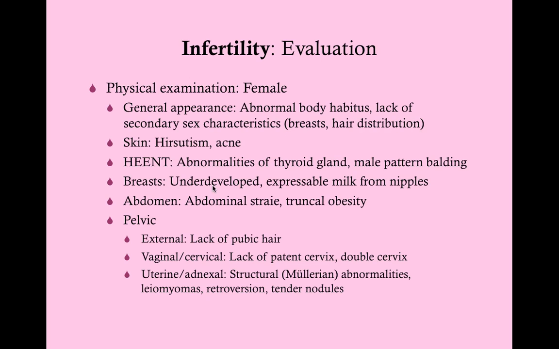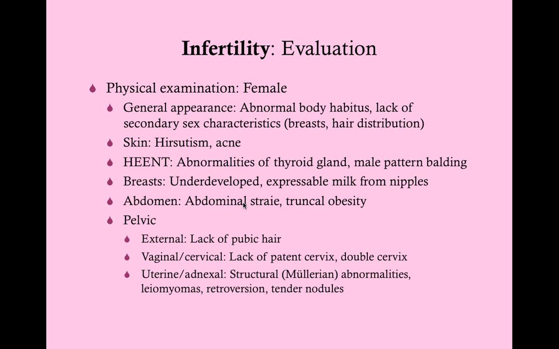Breasts, are they underdeveloped? Is there expressible milk from the nipple? So underdeveloped is going to be delayed, immature secondary sex characteristics. Expressible milk from the nipples, what would that be? That would be hyperprolactinemia, and that's obviously going to interfere with fertility. Abdomen, is there abdominal striae, truncal obesity?